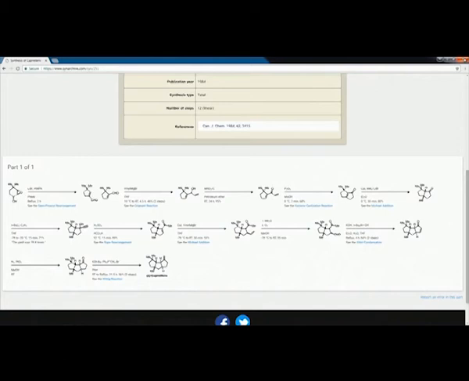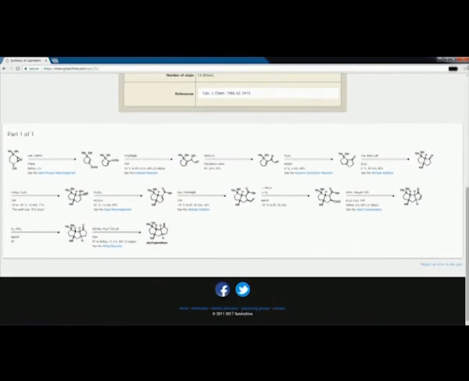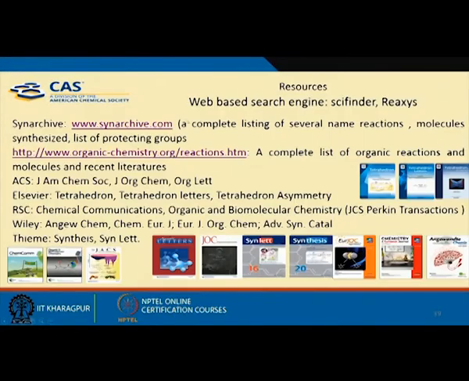lab setting. So, this is the information you can basically work out, and this information will be really helpful, and obviously you can contact me through this NPTEL platform regarding any clarification.